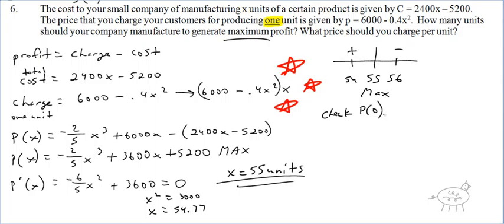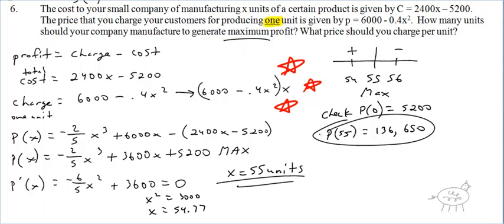All right, so anyway, if I plug P of 0 into the original equation, I wind up getting 5,200, right? Just because everything cancels, so $5,200. But of course, by plugging 55 units into the original equation, I get a number of 136,650. Okay, so obviously that's the way to go. So let's look at what the question asks. It says how many units should they create, and our answer was 55 units.